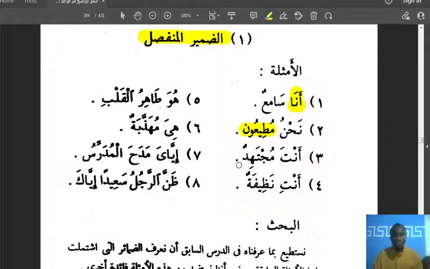Anta mujtahidun, you are hardworking. Anti nazifatun, you are clean. Nazifa, you are neat. Huwa tahirul qalbi, he is of pure heart. Tahir means pure. Huwa tahirul qalbi, he is of a pure heart. Here, muhadhabatun. Afwan. Here, muhadhabatun. She is well-mannered. We've seen this word a couple of times. She is well-mannered.